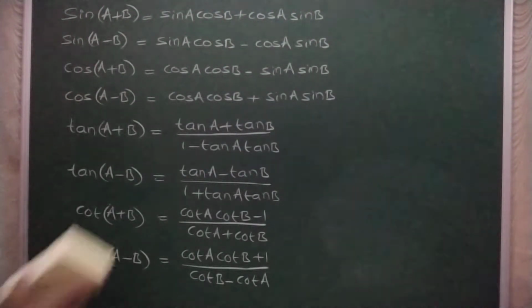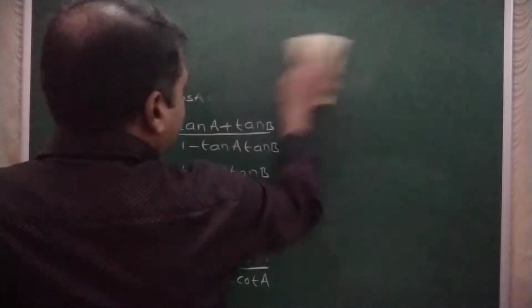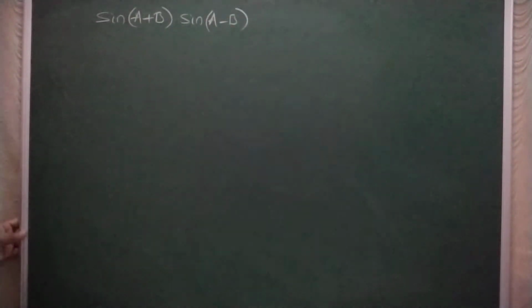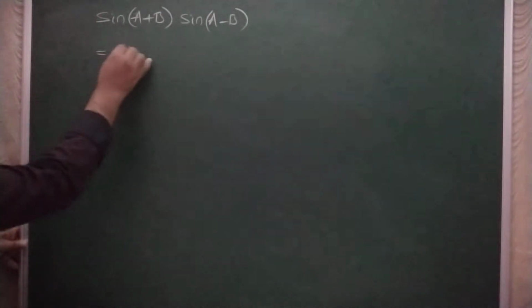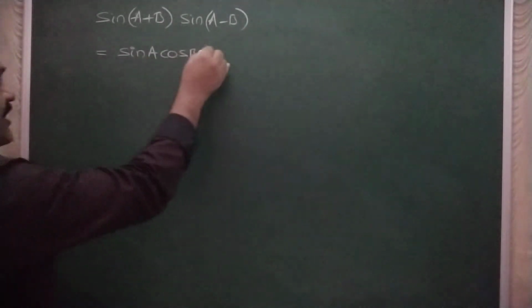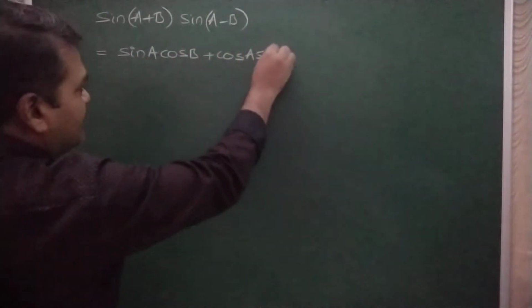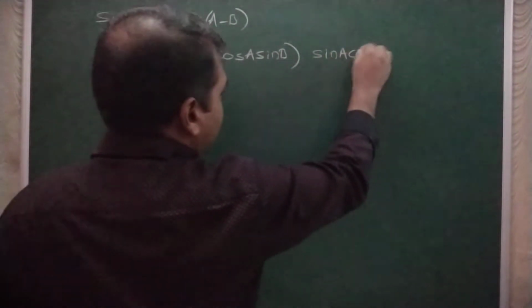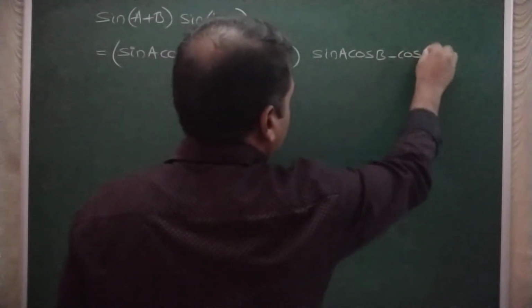Now, using these, we are trying to get some more formulas. Let us try to derive the formula for sine of A plus B into sine of A minus B. Already we have noted down the formula of sine of A plus B as sine A cos B plus cos A sin B. Sine of A minus B is sin A cos B minus cos A sin B.